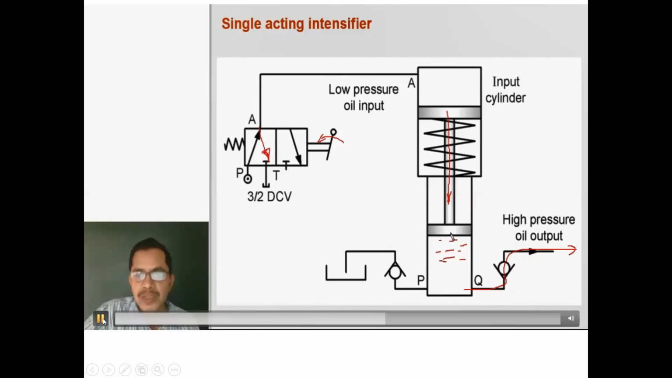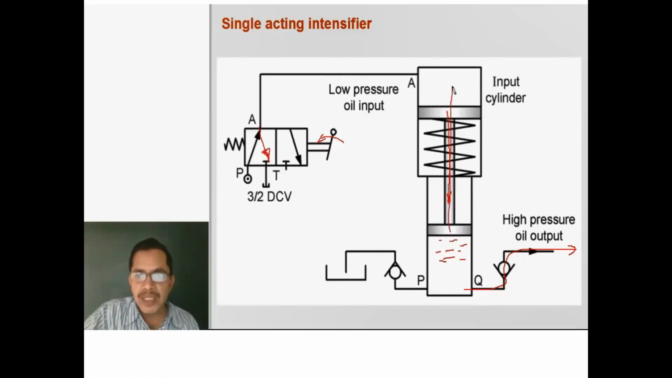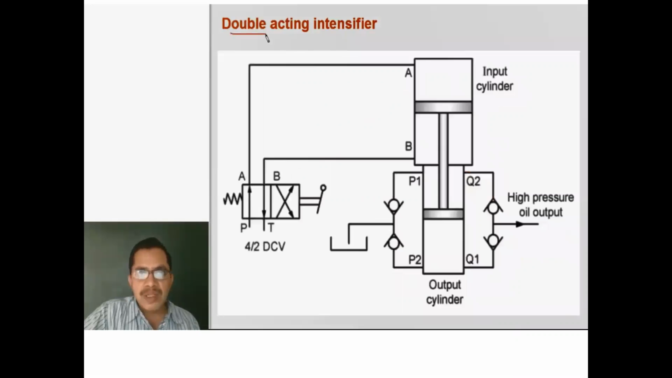The piston will move in the reverse direction. The piston will move in the upward direction due to spring force. As the piston is moving in the upward direction, oil is sucked from the sump or from the reservoir into the small cylinder. In the upward stroke, oil is sucked into the small cylinder, and in the downward stroke, high pressure oil is given out from the small cylinder. This is a double acting intensifier.